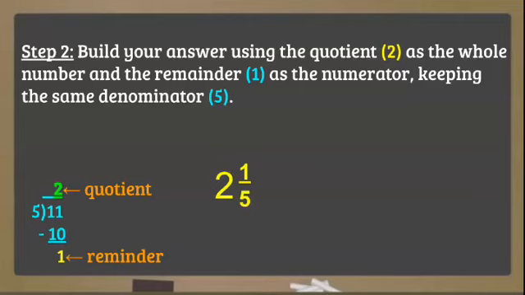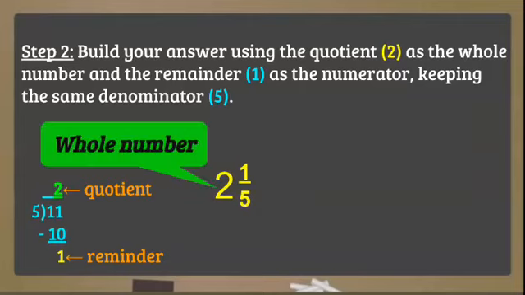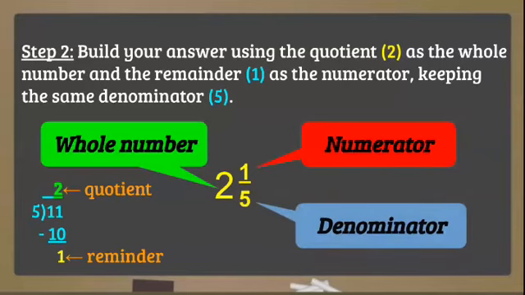Step 2, build your answer using the quotient 2 as the whole number and the remainder 1 as the numerator, keeping our same denominator 5.